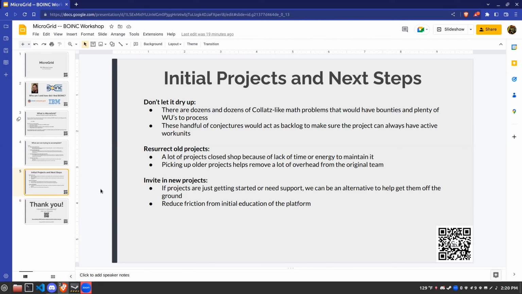And so the goal of this is not to create more projects. The goal of this is to help small-time researchers.